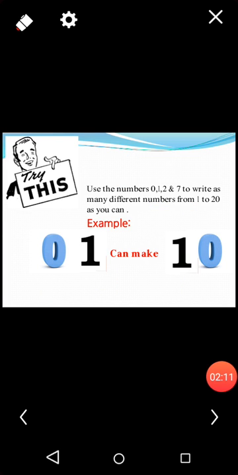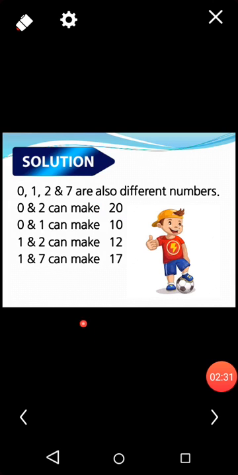Now use the numbers 0, 1, 2, and 7 to write as many different numbers from 1 to 20 as you can. For example, 0, 1: you can write 0. After 1, it becomes 10. By using 0, 1, 2, and 7, 0, 2: after 2, you can write 0, you can make a 20 digit.